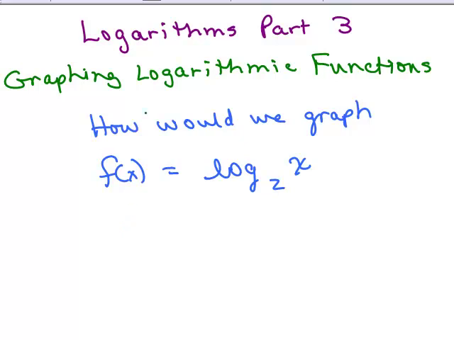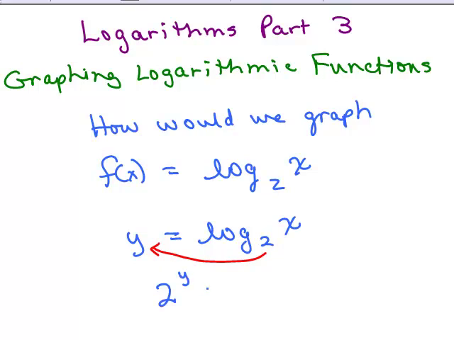Well, the first thing we could do is rewrite this f of x as y equals the log of x base 2, and then we can rewrite that as an exponential function. So remember what we do? We take the base 2 and we raise it to the other number. That's the exponent over here, right? So we have 2 to the y equals x.